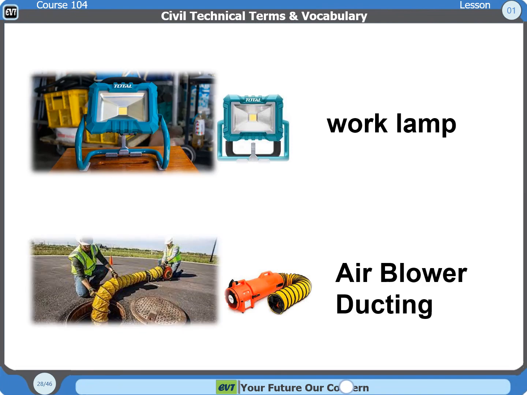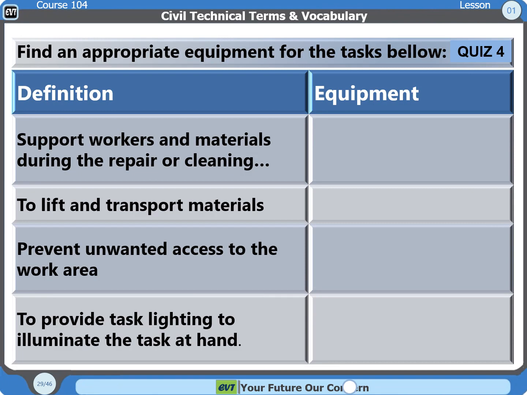Helps the system move air through the confined space more effectively. Now we pass to the quiz number 4 for this chapter. The question is, find an appropriate equipment for the tasks below. The first question is support workers and materials during the repair or cleaning. Which equipment we have for this task?